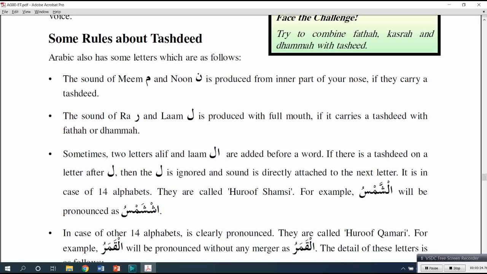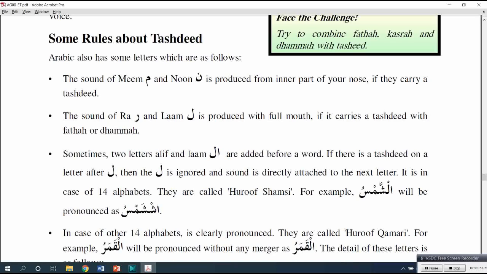But just try it. The sound of Ra, which is R in English, and Lam, which is similar to L in English, is produced with a full mouth. Like for example, Illa, Ar-Rahman, for example. So this will be pronounced in that way.